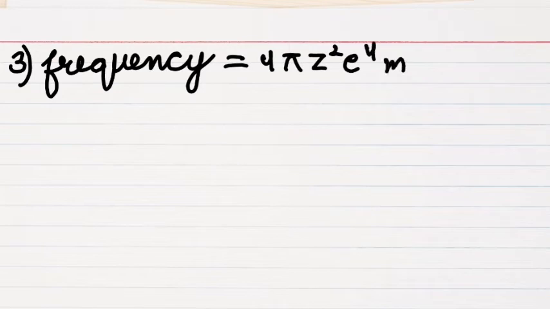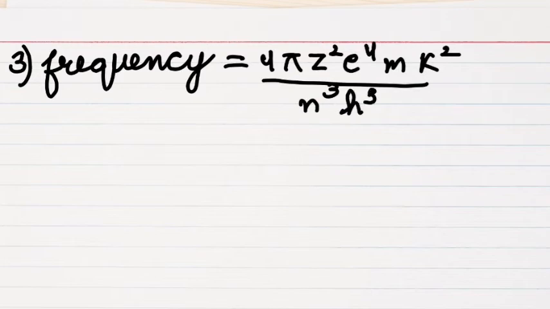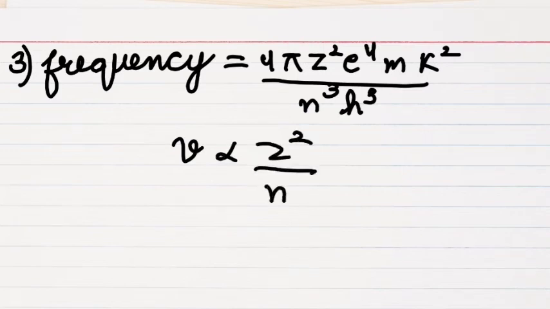Now, further, the third point is the frequency. The formula for frequency is 4 pi square z square e4 m k square upon n cube h cube. Putting the value of constants, we get the frequency of the electron proportional to z square upon n cube. When we talk about the fourth one, we have the kinetic energy of the electron.